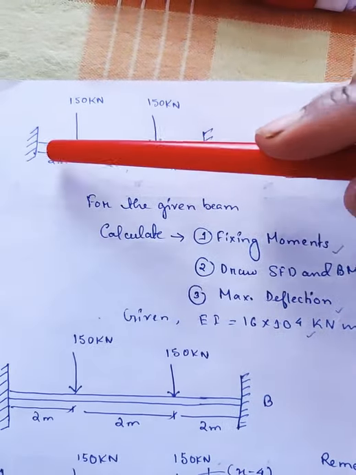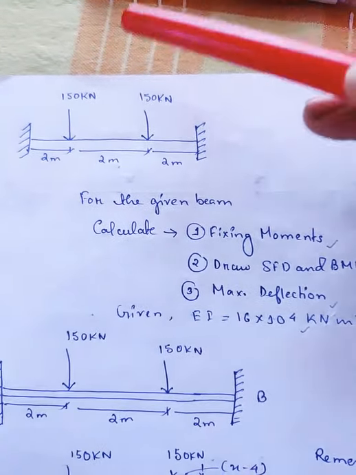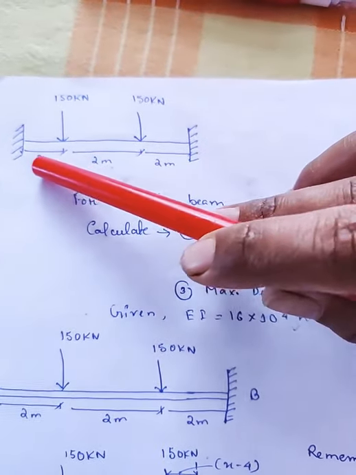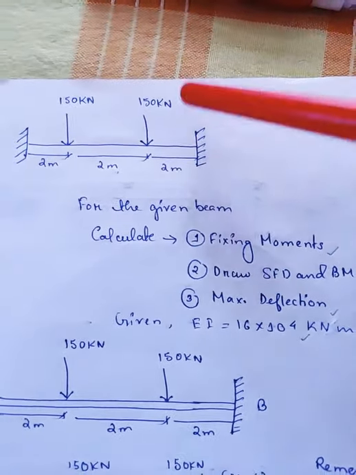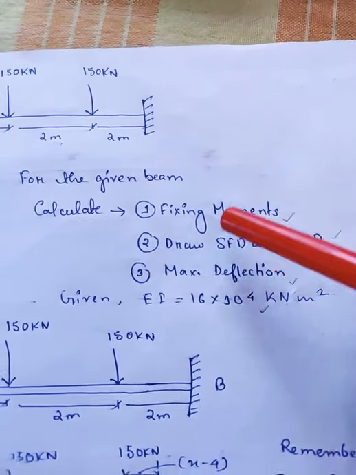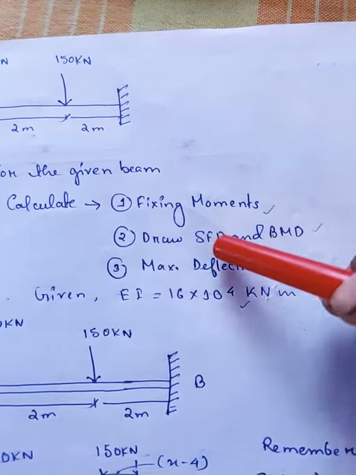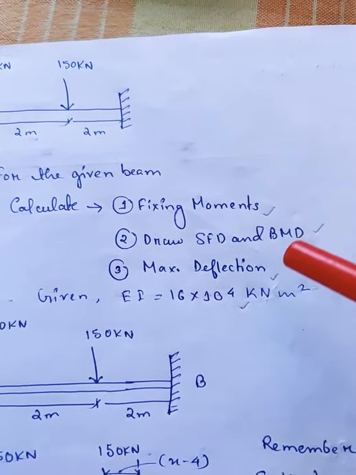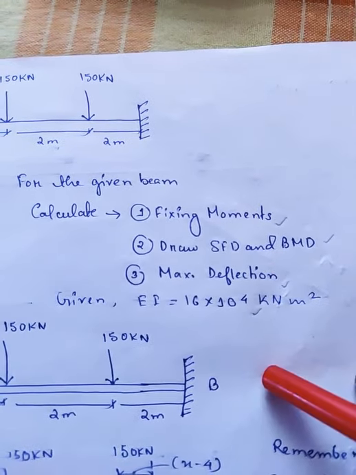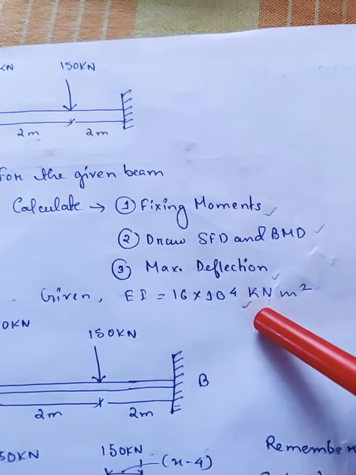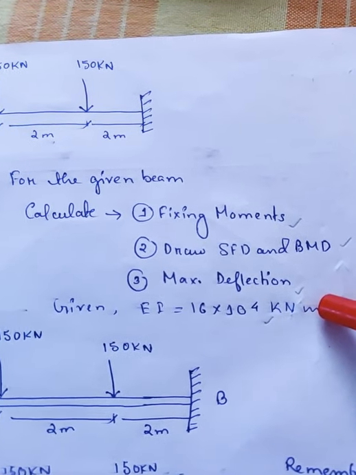As you can see here, both the ends are fixed and a point load of 150 kilonewton is given at a distance of 2 meter from both the ends. And here what we need to find are the fixing moments, then SFD and BMD diagram, and the maximum deflection. And here the value of EI is given as 16 into 10 to the power 4 kilonewton meter square.